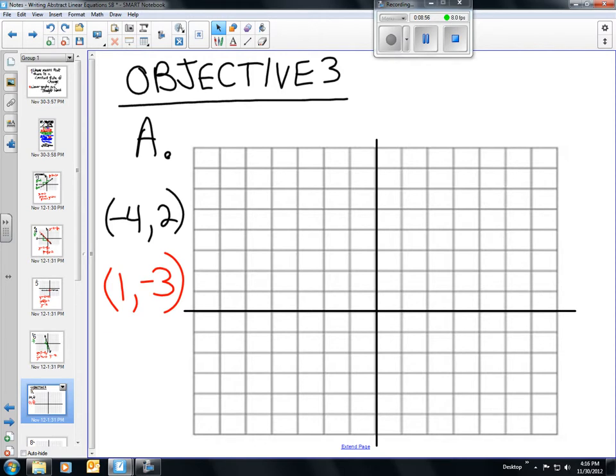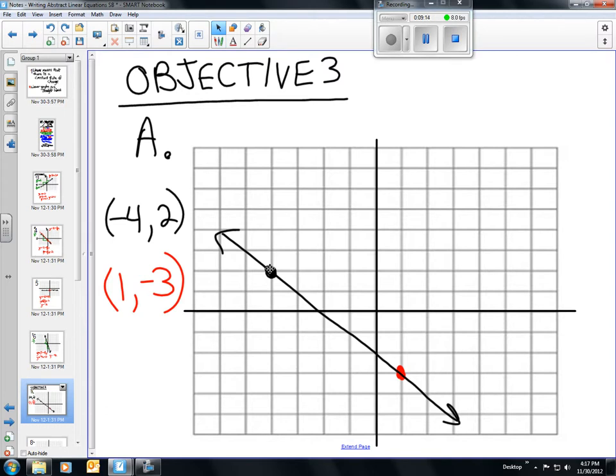So let's plot those two. So negative 4, 2. So negative 4, 2 is going to be here. That's the black dot. And then 1, negative 3, so 1, negative 3 is going to be here, the red dot. And again, we know that there is a line passing through those 2 points.